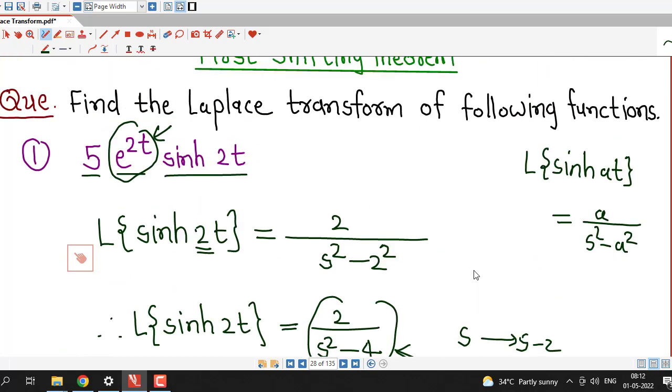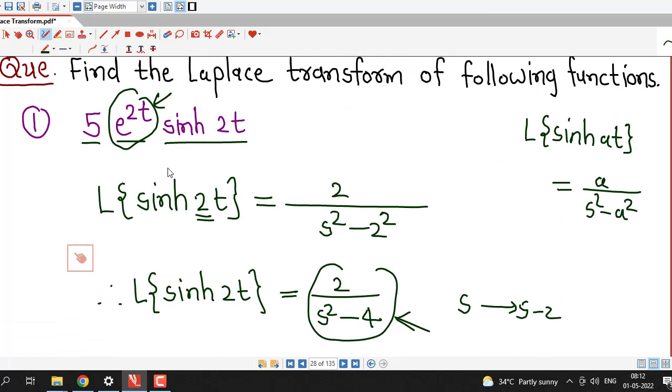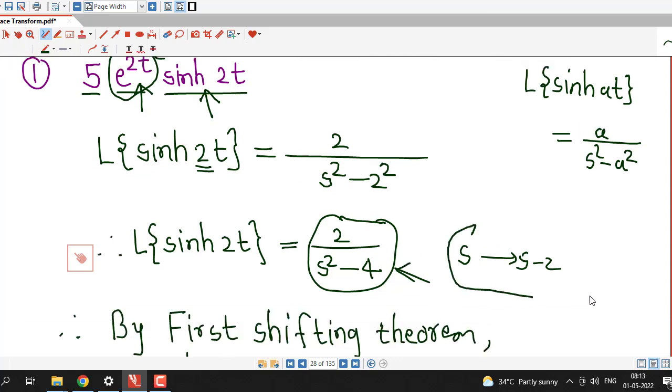So this is very easy. We just have to find the Laplace transform of the function which is multiplied with the exponential function, and whatever Laplace transform we obtain for that function, we have to replace s by s minus a in it.